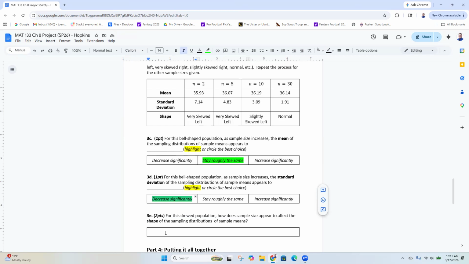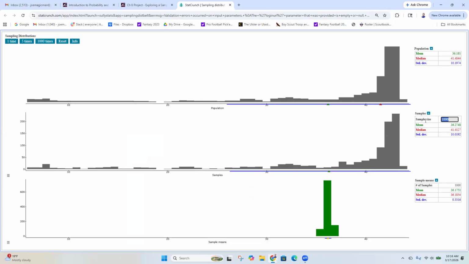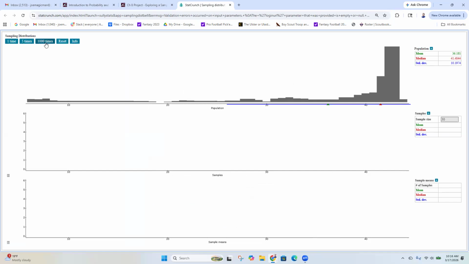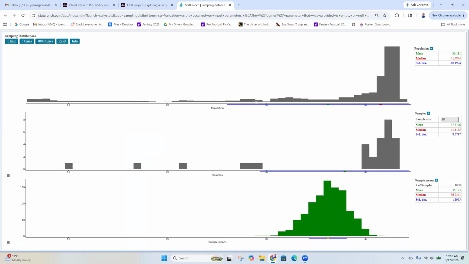We've talked about the shape, which is the part I'm excited about, but we haven't really talked about the standard deviation for your sample means. So this guy down here, let's go back to 30. The standard deviation that I had was 10.1, 10.2. But my standard deviation down here is definitely not that. Your mean doesn't change. My mean's 36.18, 36.17. It's real close. But your standard deviation changes.